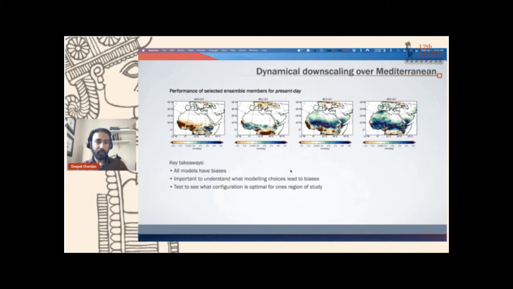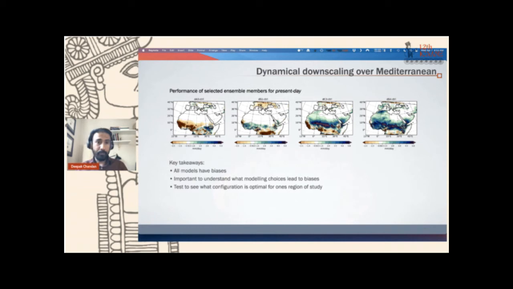We have something like 20 simulations, and I'm showing you how the model climate can differ very much between them, depending on what kind of parameterization we have chosen. So all climate models will have biases. You will never get a perfectly good climate model. But it's important to recognize what modeling choices you have made and how they lead to the model that you get for your study region.